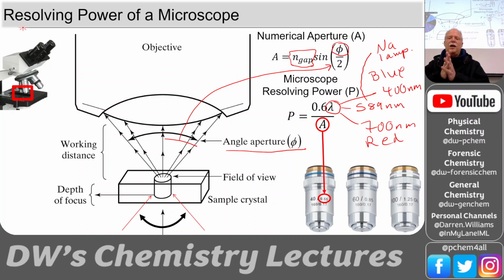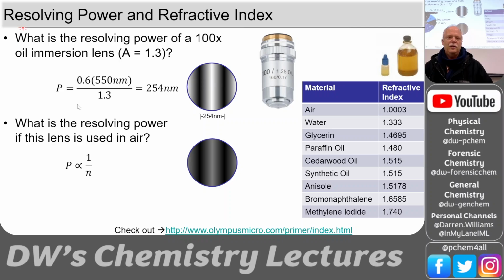But if you want the smallest possible, if you were using blue light, that would be the smallest resolving power. And so here's an example of the resolving power. We're using 550 here, and we have an oil immersion lens with a 1.3 numerical aperture. And so this would be the resolving power. So in a perfect situation, if you had really close lines, you could see light between them. That would be the diffraction limit, right?